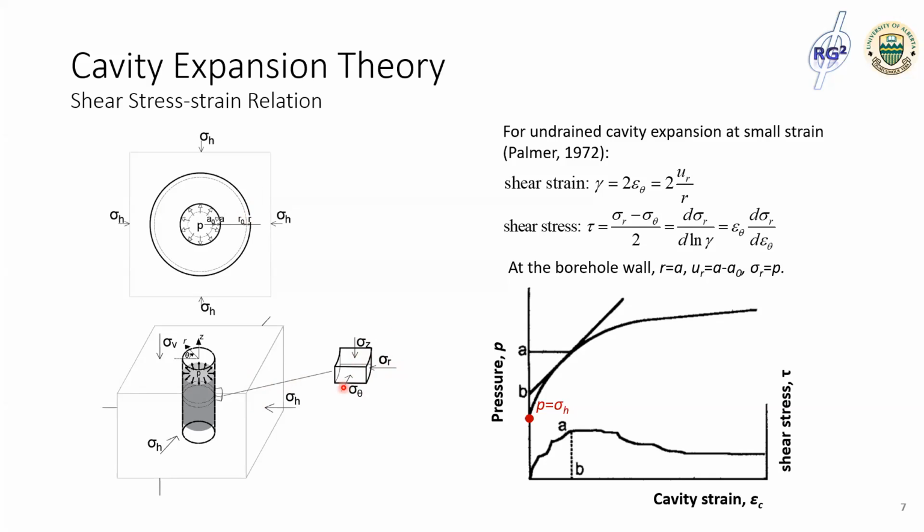And if we assume zero volumetric strain, for instance in undrained cavity expansion, the shear stress-strain relation can be derived given the displacement and pressure measured at the borehole wall. With those, we can have a complete stress and strain relationship by doing this in situ testing. The concept of cavity strain is defined here as the ratio of the radial displacement over the initial radius of the borehole.